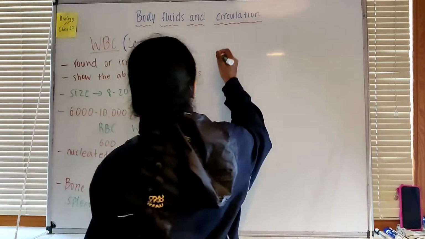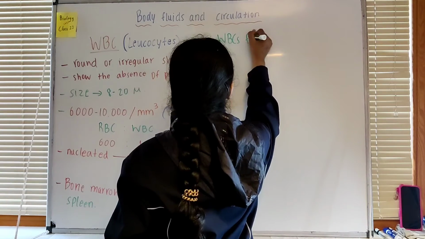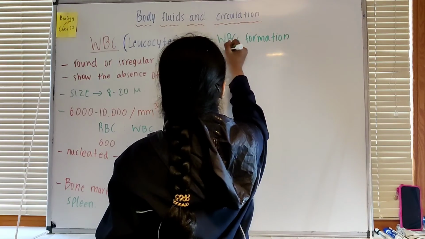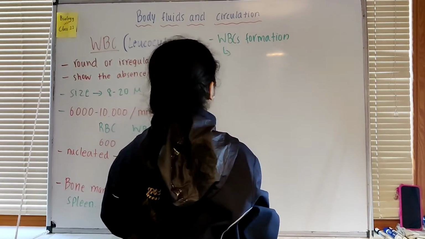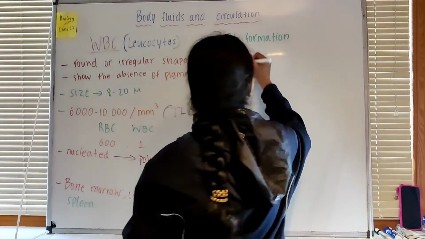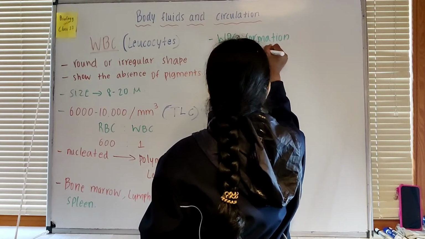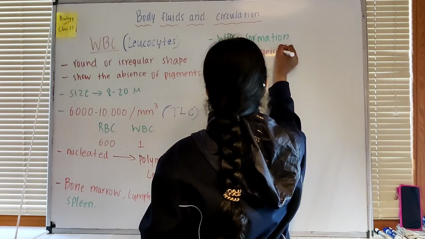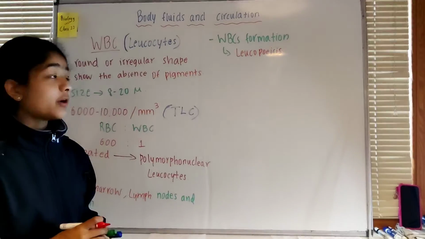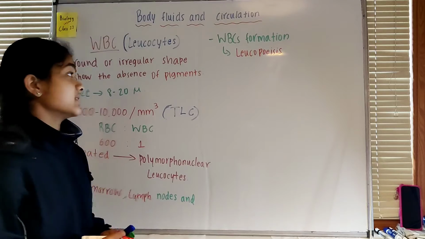Now, the WBC formation or the production of WBCs is also known as leukopoiesis. The production of RBCs is known as erythropoiesis. Here the production of WBCs is known as leukopoiesis.